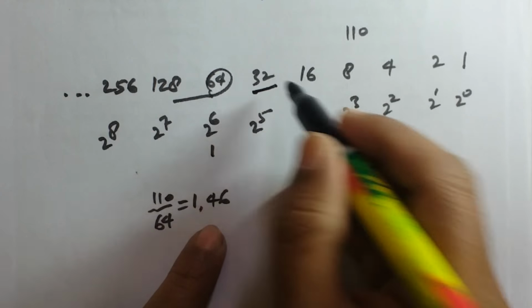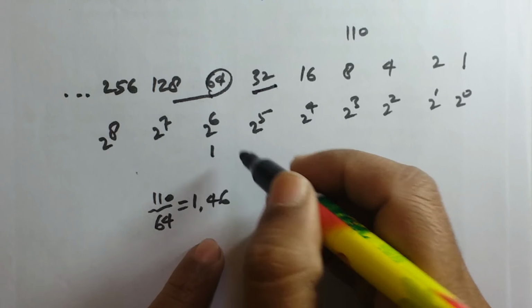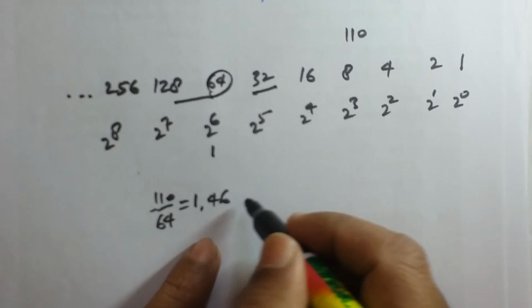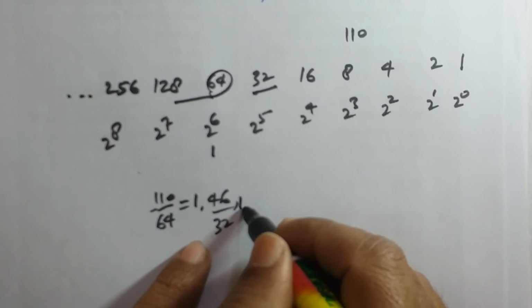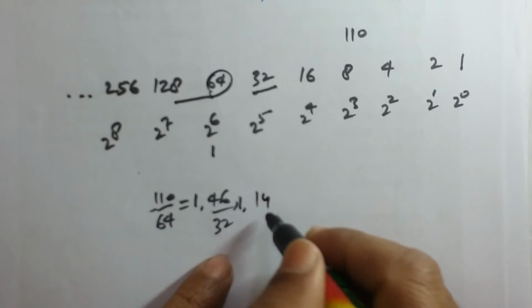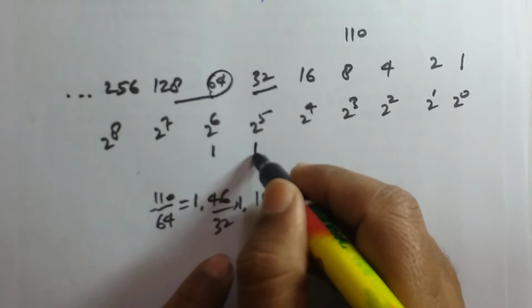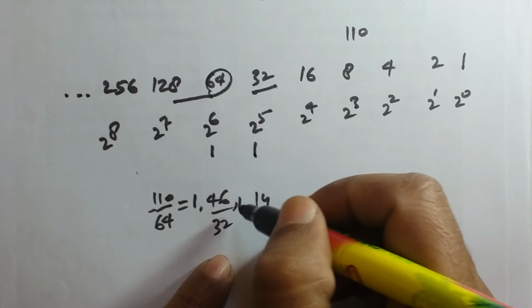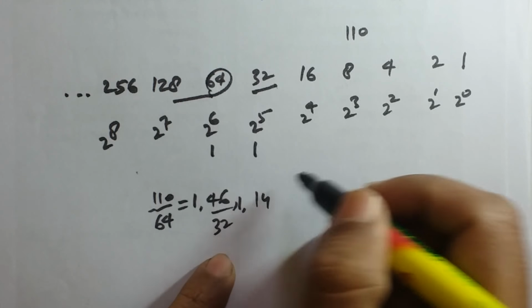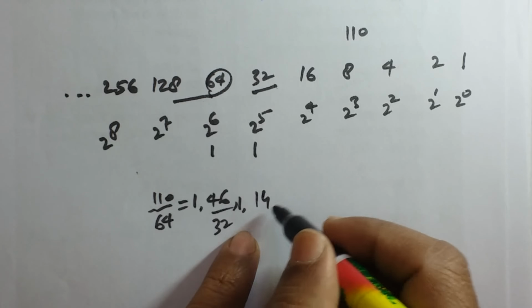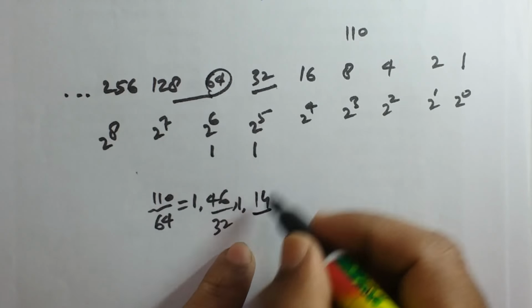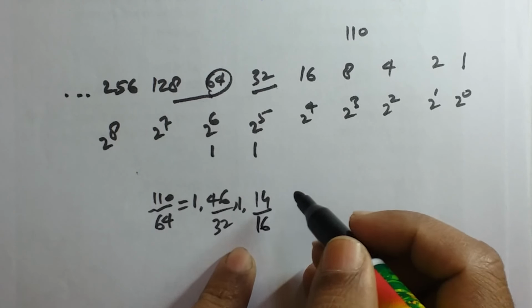The next number we have is 32. So we divide 46 by 32. If we divide it by 32, we get 1 and remainder 14. We write this 1 below 32, since we got it from 32. The next number is the remainder 14, so we divide 14 again by 32. Can we divide it? No, we cannot divide it.